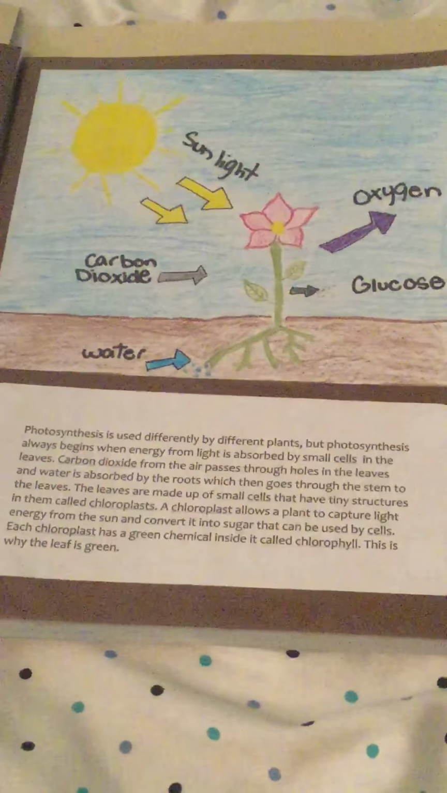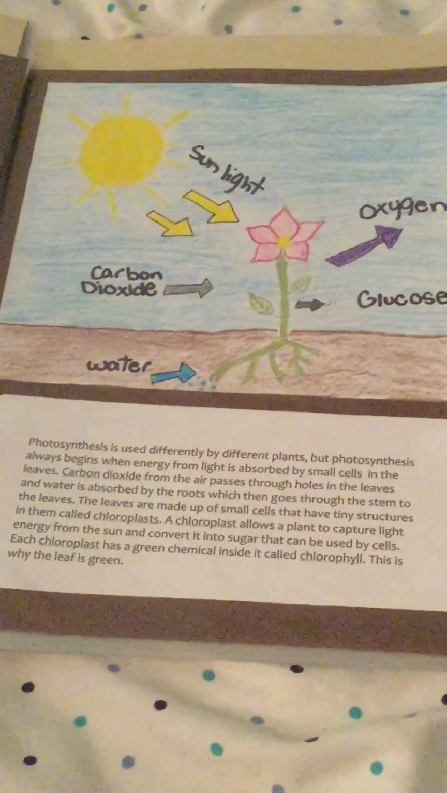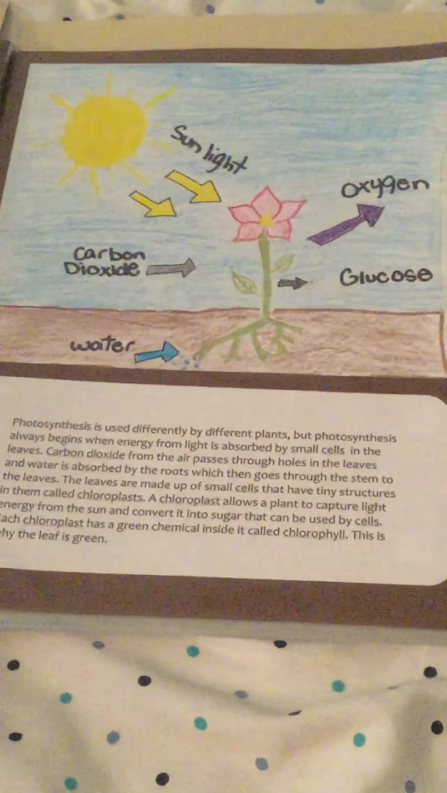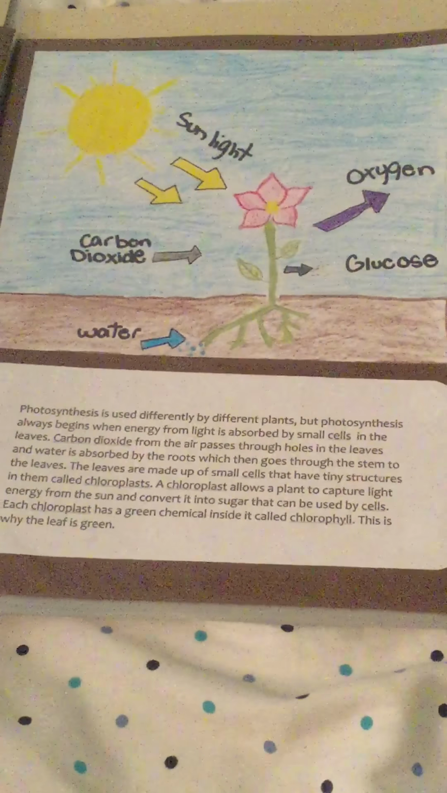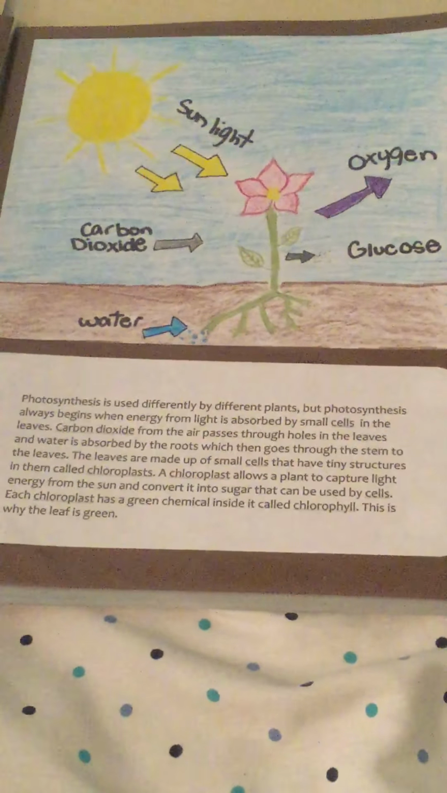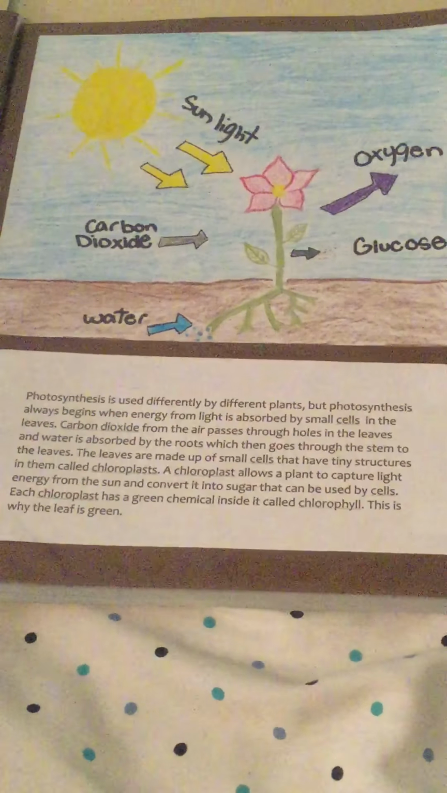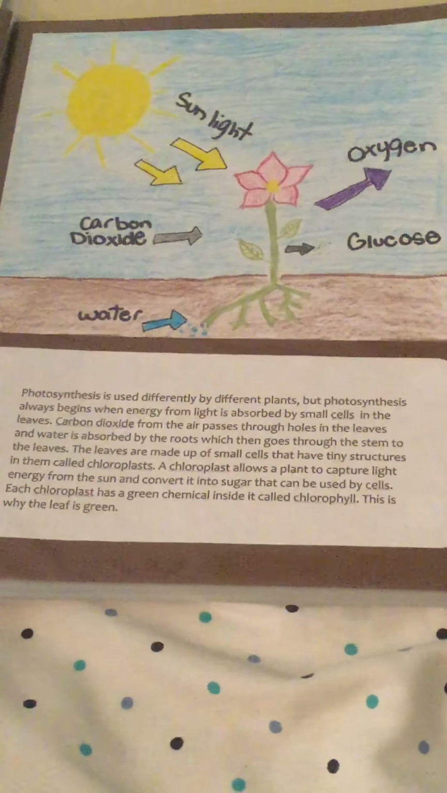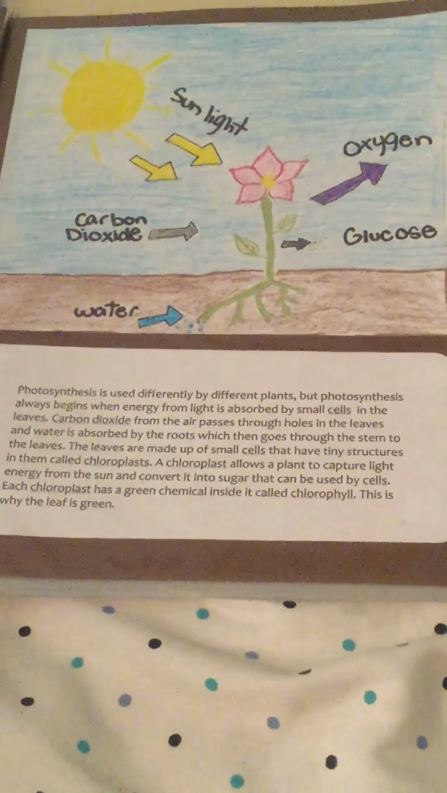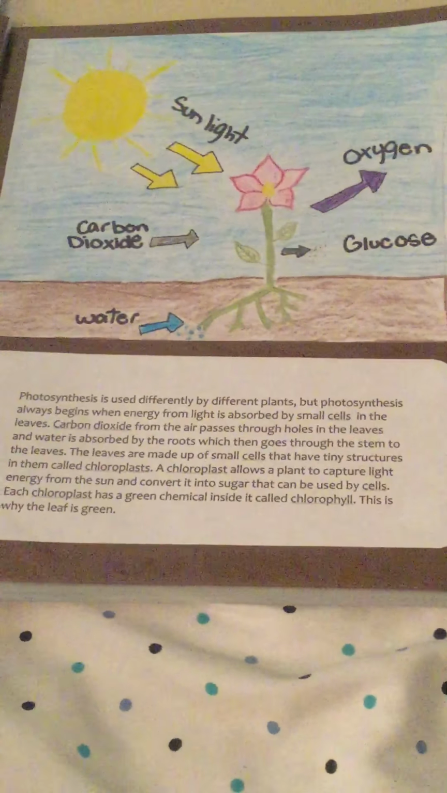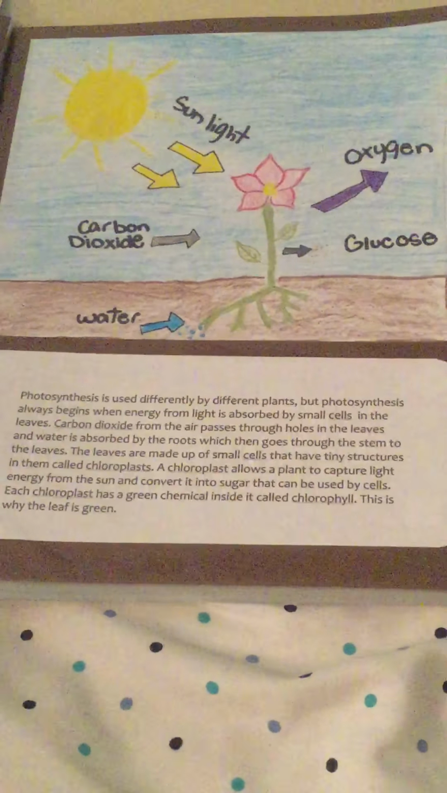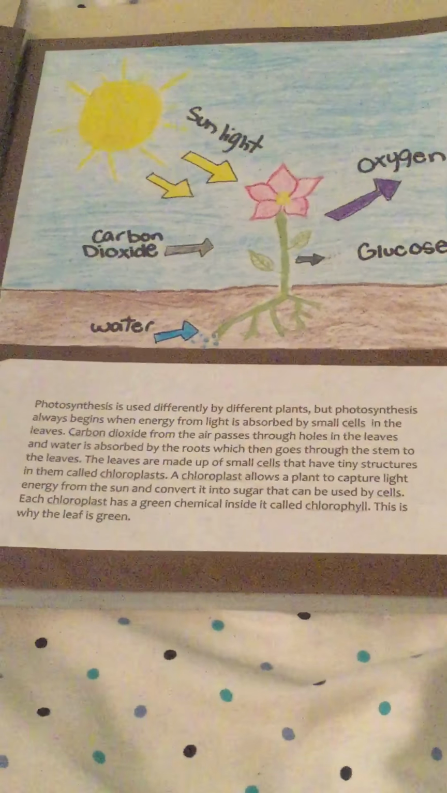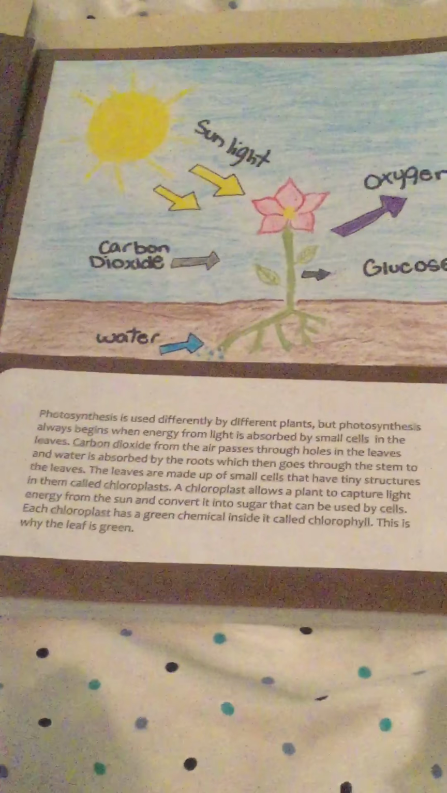Photosynthesis is used differently by different plants, but it always begins when energy from light is absorbed by small cells in the leaves. Carbon dioxide from the air passes through holes in the leaves, and water is absorbed by the roots, which then goes through the stem to the leaves. The leaves are made up of small cells that have tiny structures in them called chloroplasts. A chloroplast allows a plant to capture light energy from the sun and convert it into sugar that can be used in cells. Each chloroplast has a green chemical inside it called chlorophyll. This is why the leaf is green.